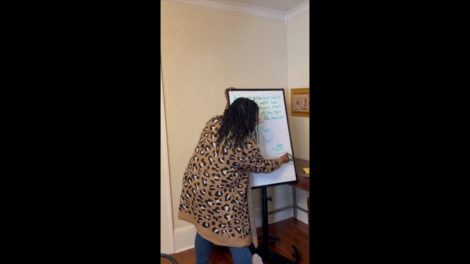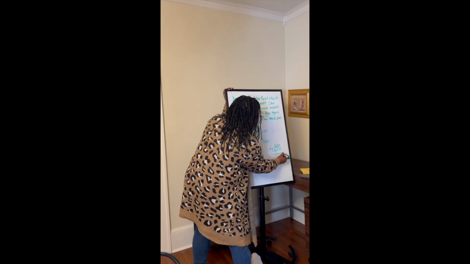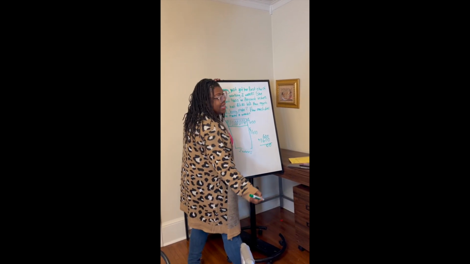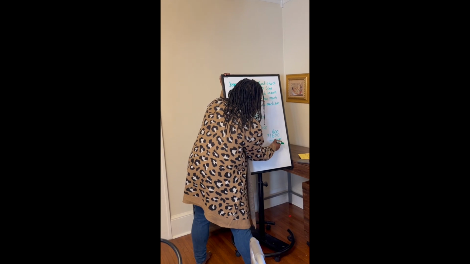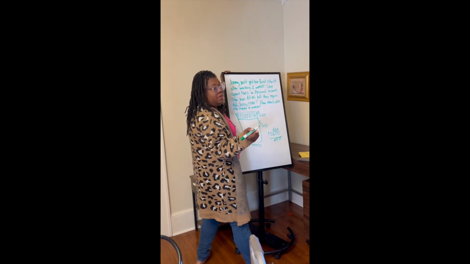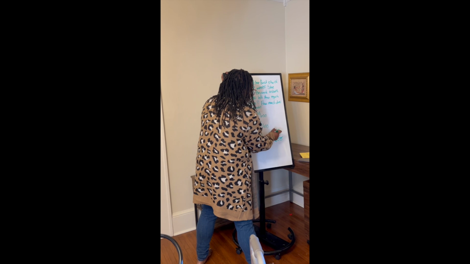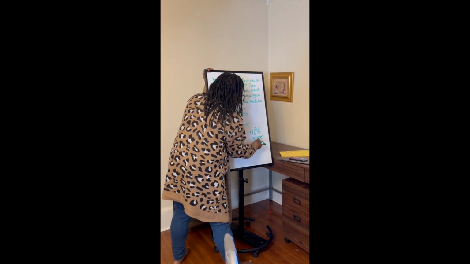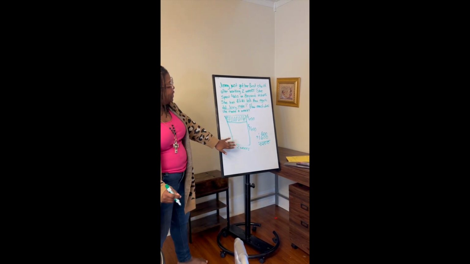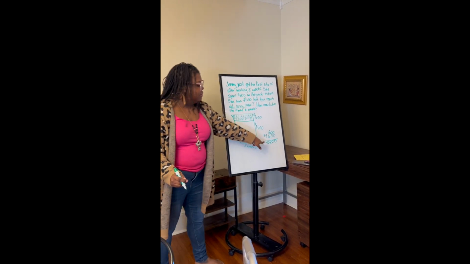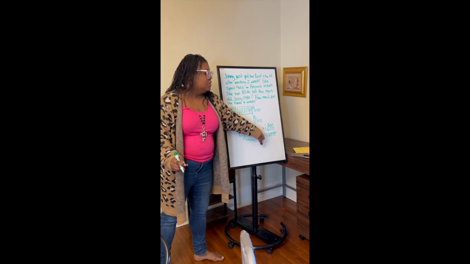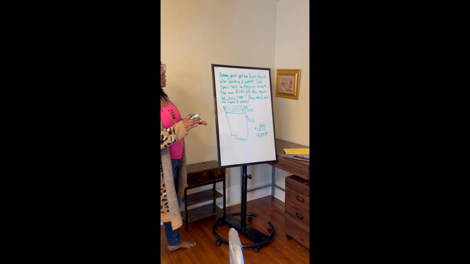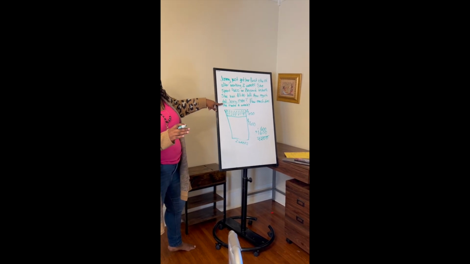And 0 plus 0 is? 0. And 0 plus 0 is? 0. 6 plus 6 is? 12. And what are we going to do with that 1? Bring it over. And then 1 plus 1 is? 2. Very good. So how much money did Jenny make? $2,200. Now, look, there's another part to our question.